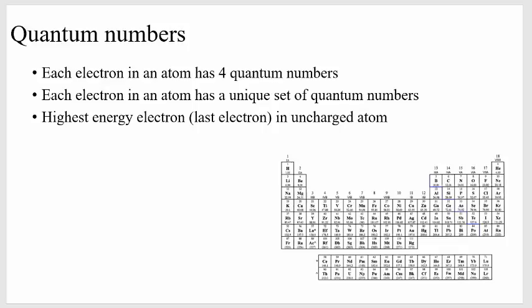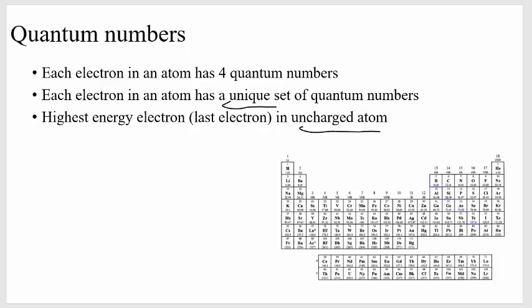Okay, so those are the 4 types of quantum numbers. Each electron in an atom can be assigned 4 different quantum numbers, the N, L, M sub L, and M sub S numbers. This gives each electron a unique set of quantum numbers. It's a little bit like giving an address to a person. Each person's address is unique. And again, what I've been talking about here is for uncharged atoms and their last electrons added.